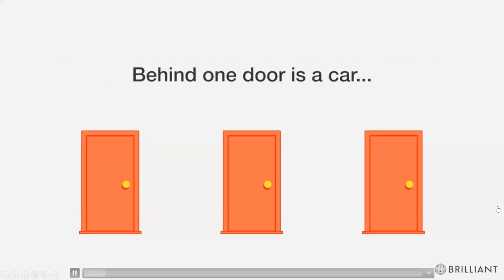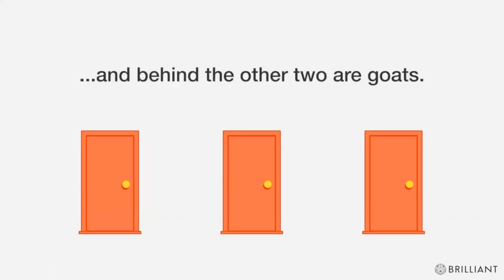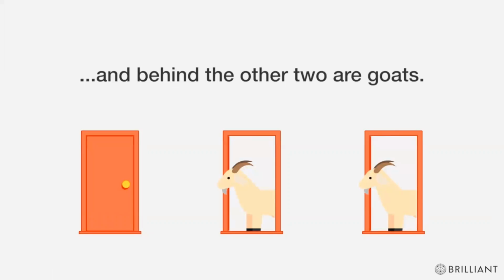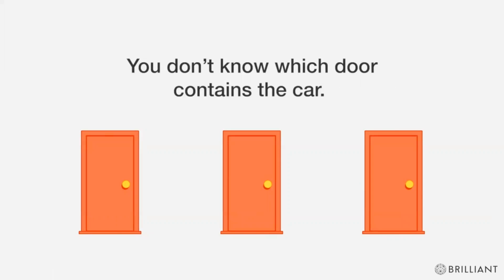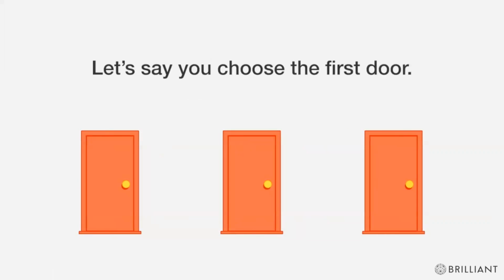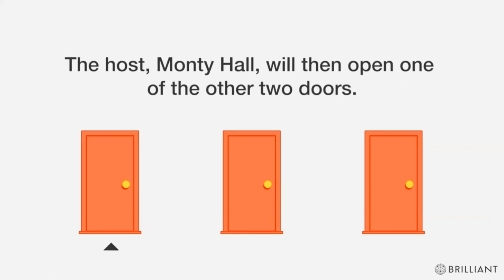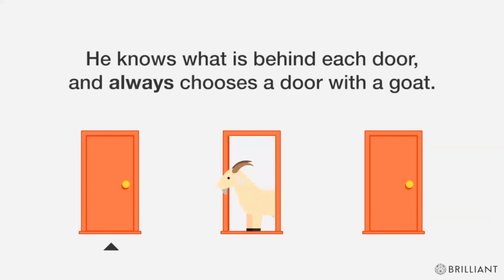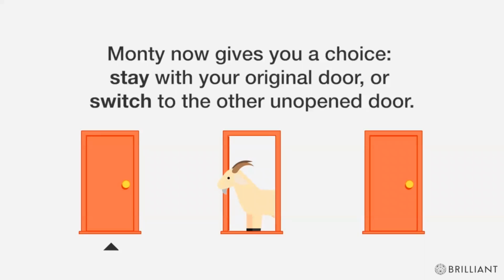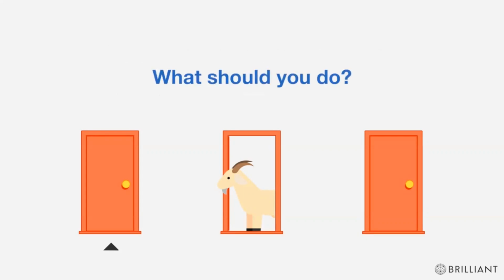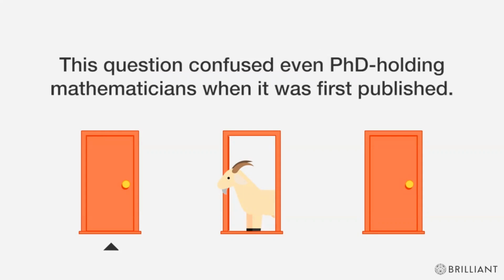Behind one door is a car. And behind the other two are goats. You don't know which door contains the car. Let's say you choose the first door. The host, Monty Hall, will then open one of the other two doors. He knows what's behind each door and always chooses a door with a goat. Monty now gives you a choice: stay with your original door or switch to the other unopened door. What should you do? This question confused even PhD mathematicians when it was first published.